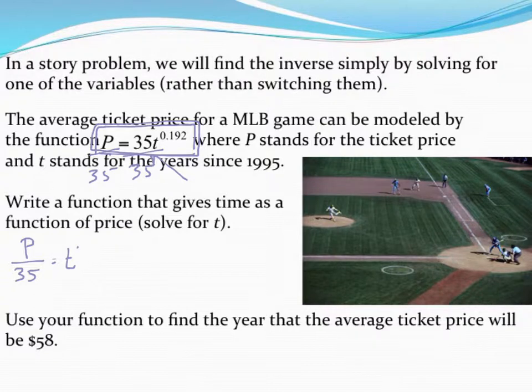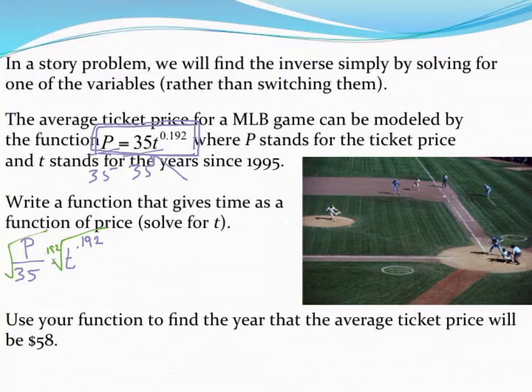Now at this point we'll finish out getting our rearranged equation by taking a root of both sides. If it was t squared, I would take a square root. If it was t to the third, I would take a third root. In this case, it's t to the 0.192 power. So even though it's weird, it's totally allowable. I'm going to take the 0.192 root of both sides.